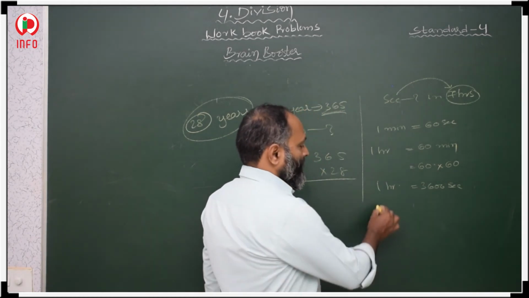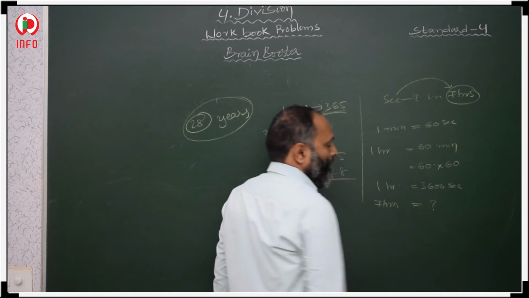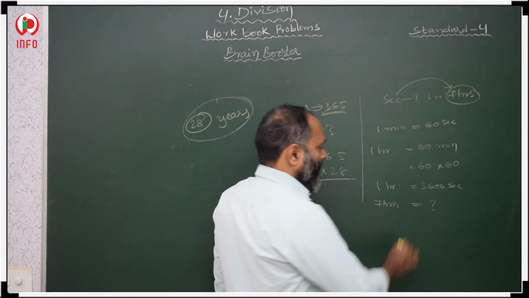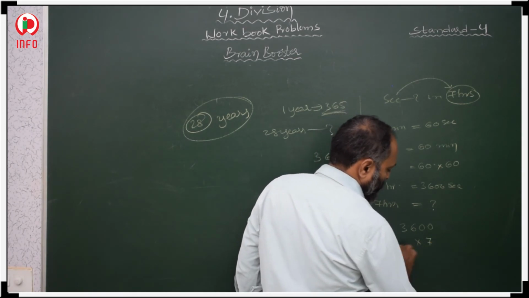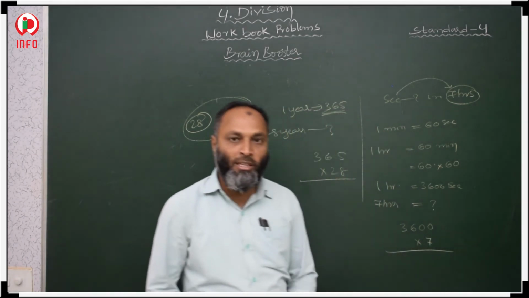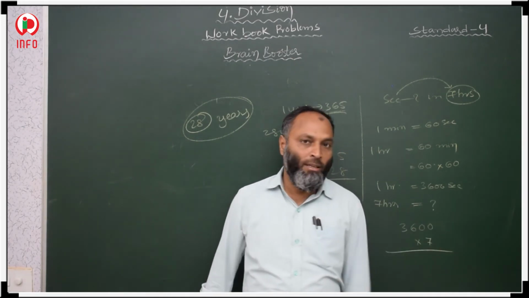In 7 hours, how many seconds do you have? Then you have to multiply 3600 with 7. Then the product is your answer. That means the seconds you have in 7 hours. So these two questions are your home assignment. Okay.